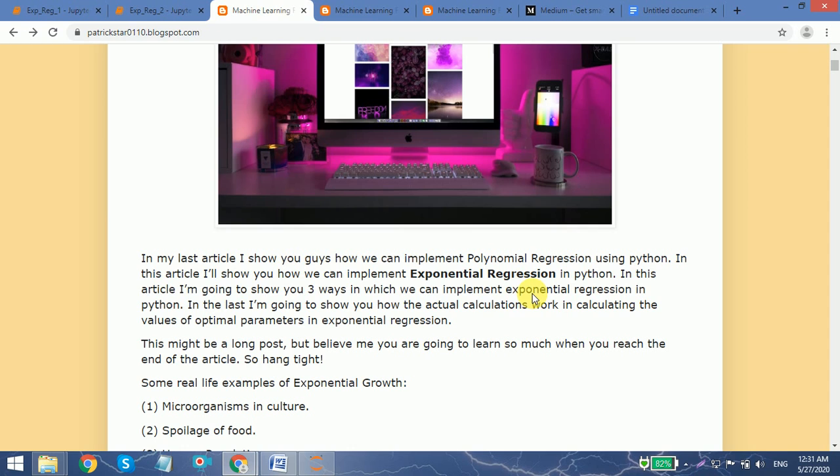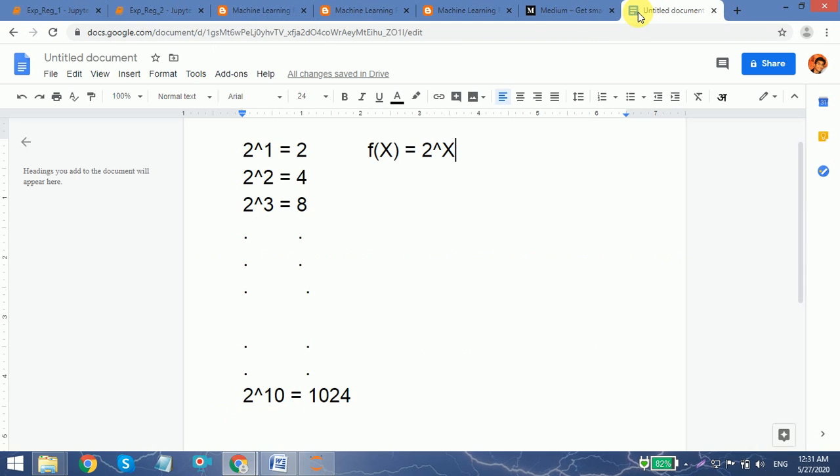So first of all, we need to know what is an exponential function. Let's take an example here. 2 raised to 1 equals 2, 2 squared equals 4, 2 cubed equals 8, and 2 raised to 10 equals 1024. We all know that.